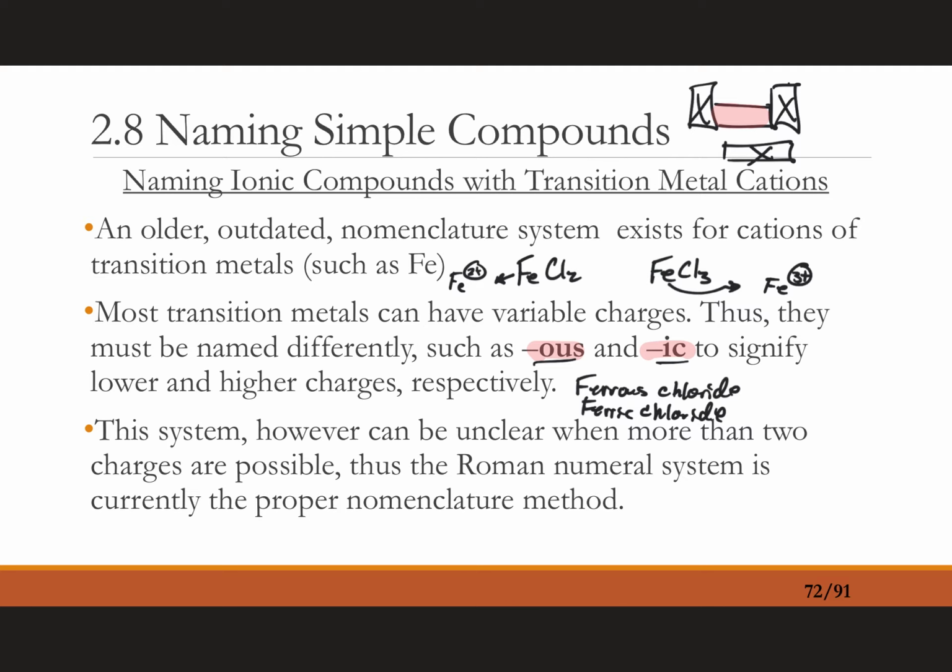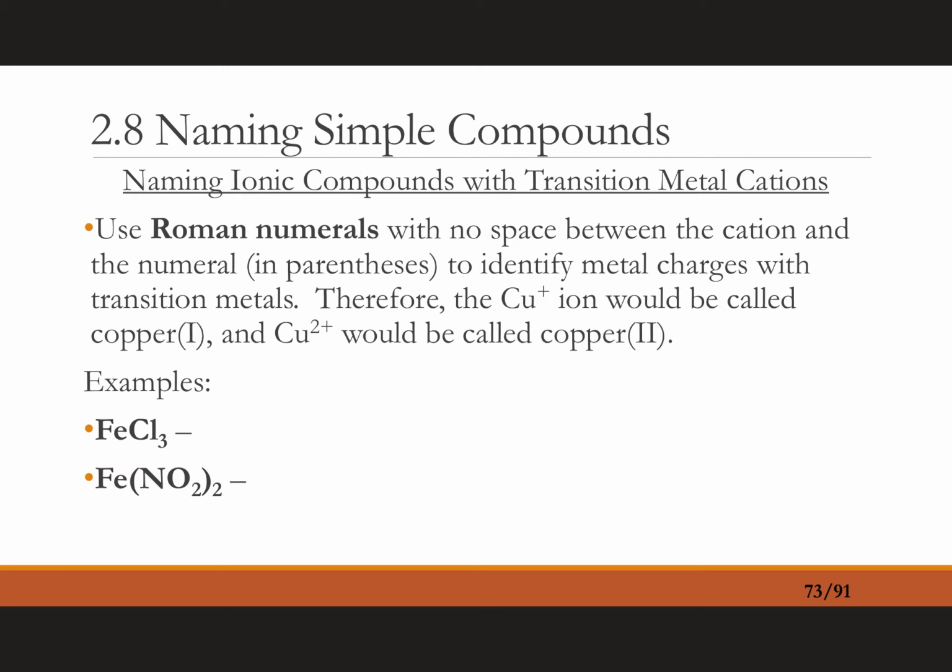So we developed a new one where you use Roman numerals. The older system can be unclear when more than 2 charges are possible. Thus, the Roman numeral system or Stock system for the naming is currently the proper nomenclature method. In the Stock system, you use Roman numerals with no space between the cation and the numeral in parentheses to identify metal charges with transition metals. Therefore, a copper 1+ ion would be called copper(I), and a copper 2+ ion would be called copper(II).